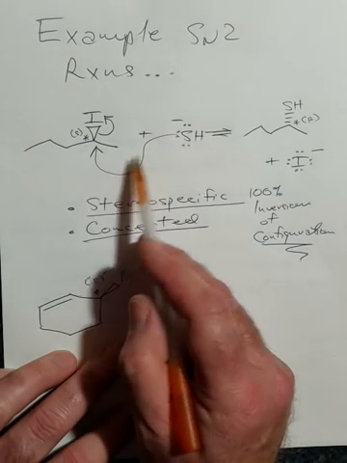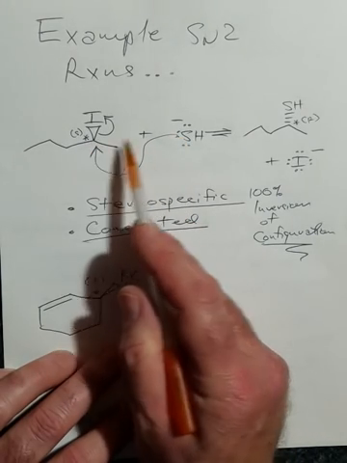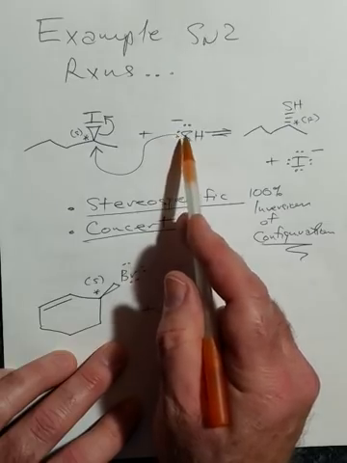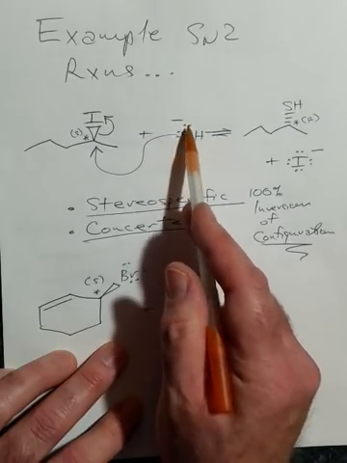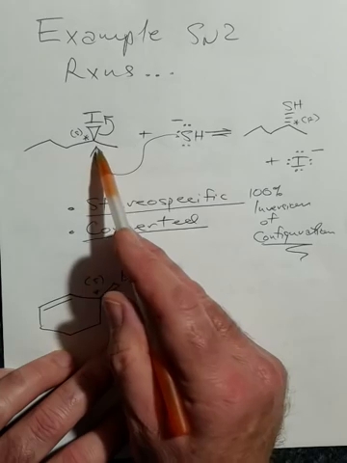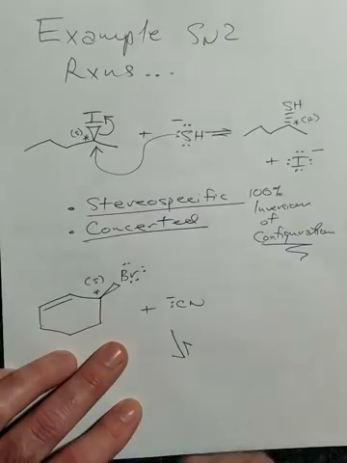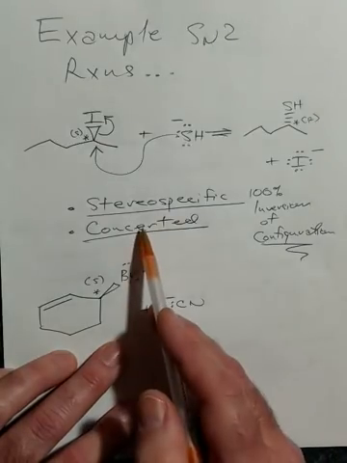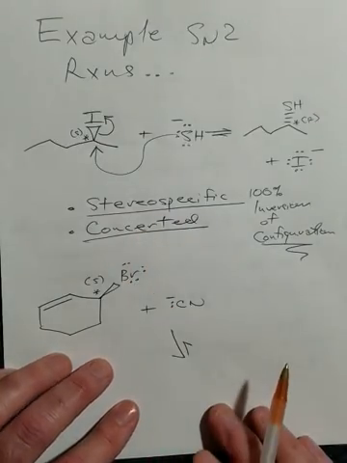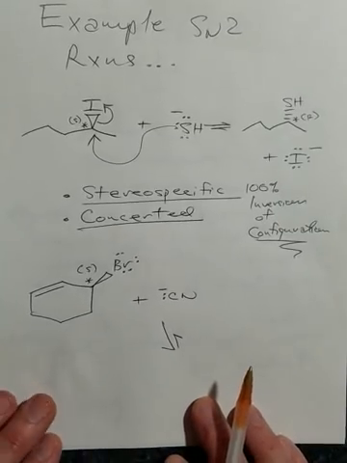This arrow formalism indicates we're forming the new bond to sulfur using this lone pair right here. We could just as easily have used one of these two lone pairs. We're forming a new bond to sulfur, and we're breaking the bond to the leaving group, and those things are happening at exactly the same moment. It's a concerted reaction. Here's another example of an SN2 reaction.